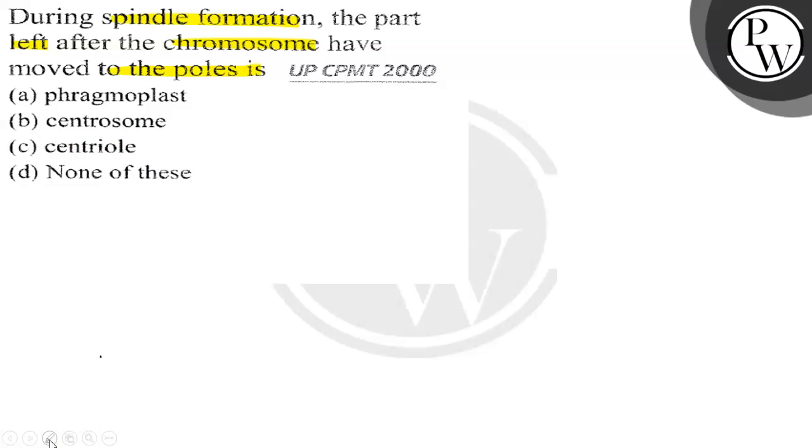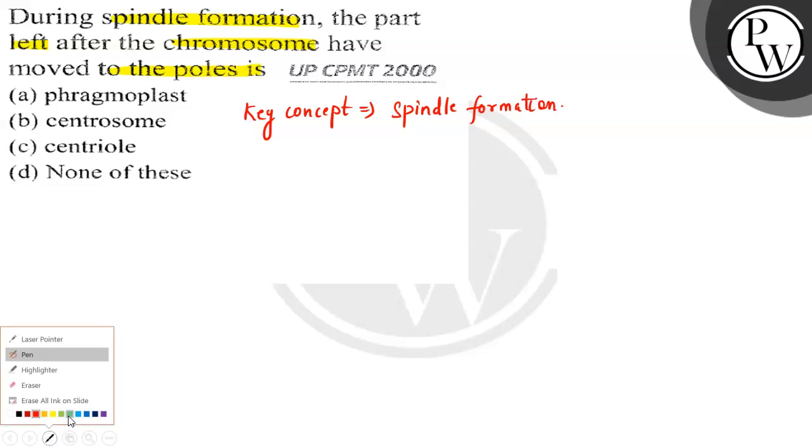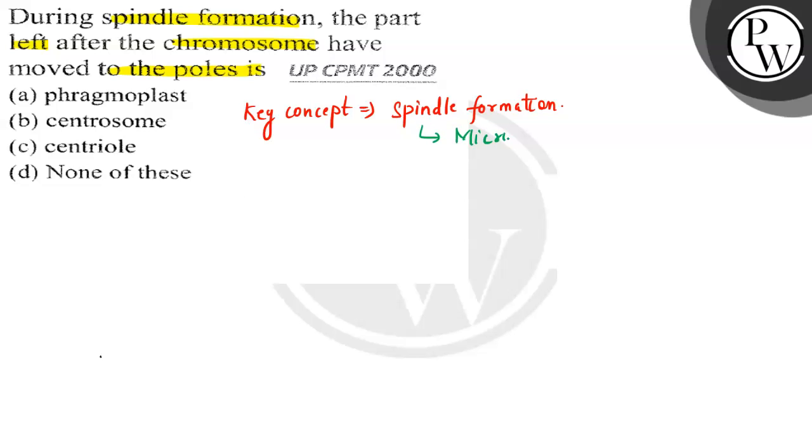Fine. So, if we talk about what is the key concept that we have to use in this question, we can say the key concept used here is basically the spindle formation. So, what is a spindle, how it is formed, we have to understand. If we talk about spindle fibers, we know that spindle fibers are basically a type of microtubule. And when we talk about microtubule, we know that it is made up of a protein known as tubulin.